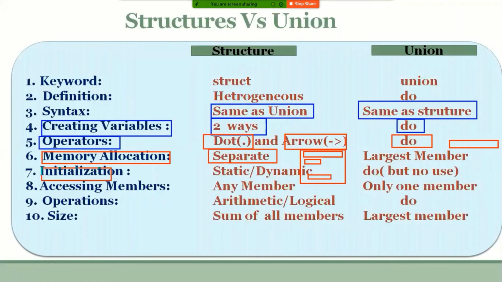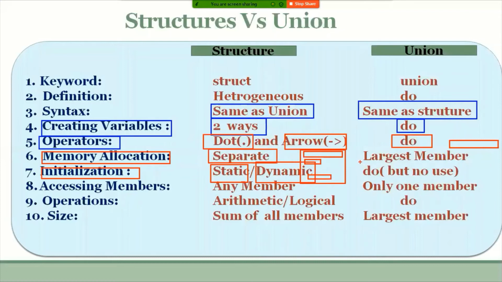I mean, initialization. How to initialize the structure members? You can initialize structure members statically as well as dynamically. What's the drawback in the case of static initialization? The values specified in the program are fixed and cannot be changed during program execution. But in the case of dynamic initialization, you can provide elements according to your wish.